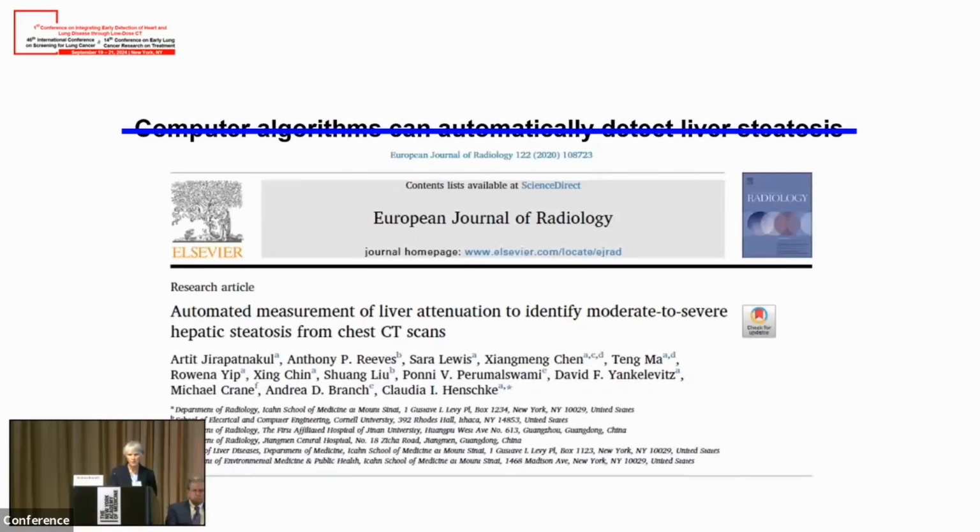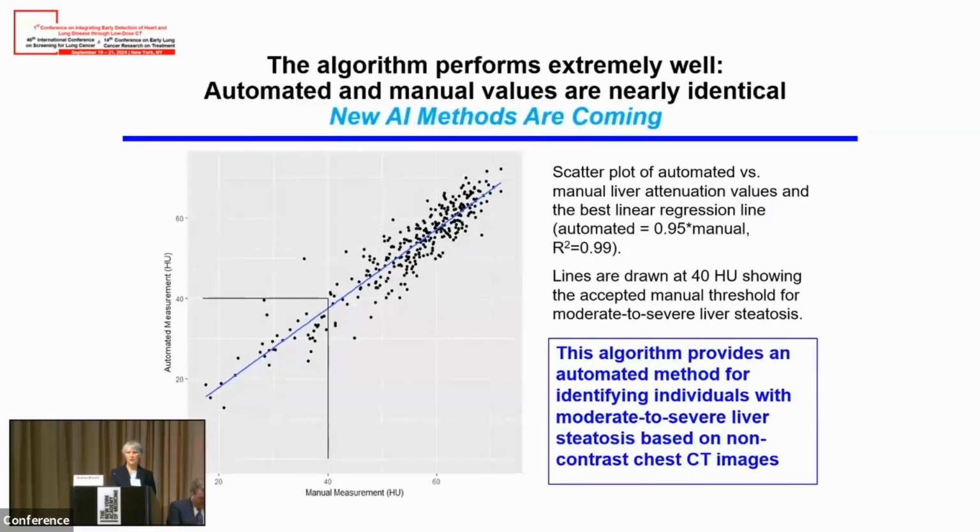Artit and Tony, in collaboration with Claudia and David and others here, developed a computer algorithm that allows us to automatically detect liver steatosis. And the algorithm works very well. It really gives the same value that you have if you manually review the CT scan. This is just one of a number of algorithms that are coming forward that allow moderate to severe steatosis to be automatically identified in CT images. And I think Mark may be speaking about some of the work from his group later.